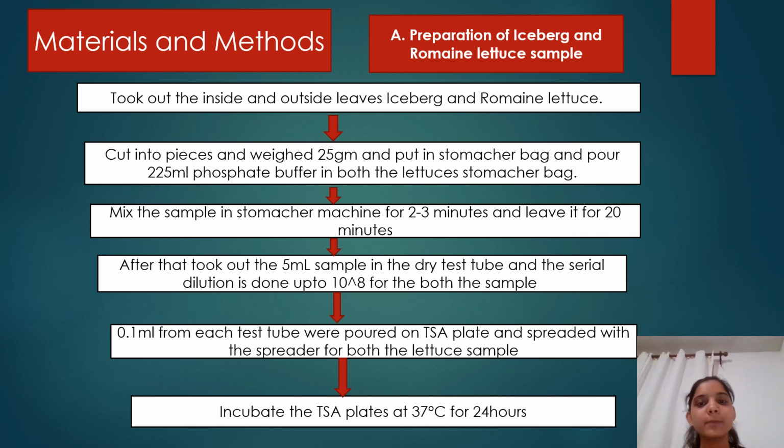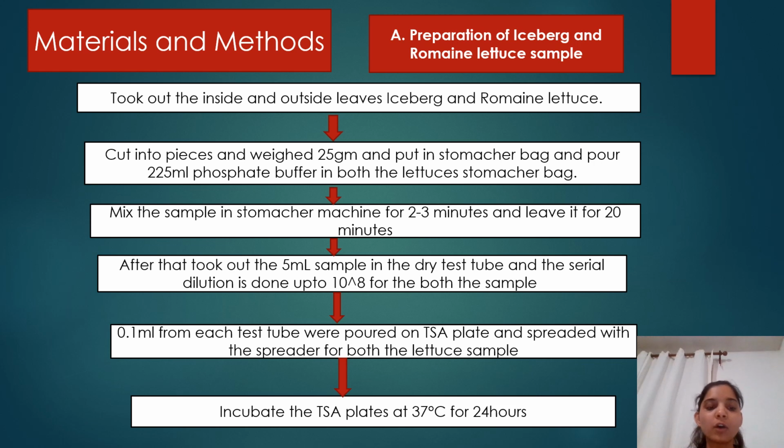So the first step is the preparation of iceberg and romaine lettuce samples. Firstly, take out the inside and outer leaves of iceberg and romaine lettuce, cut into pieces separately and weigh 25 grams for each type of lettuce. After that, put it in a stomacher bag and pour 225 ml phosphate buffer so that we make a 1:10 ratio in both the lettuces. After that, mix the sample in the stomacher bag for 2 to 3 minutes and leave it for 20 minutes.